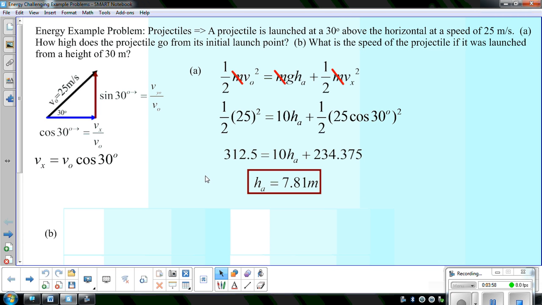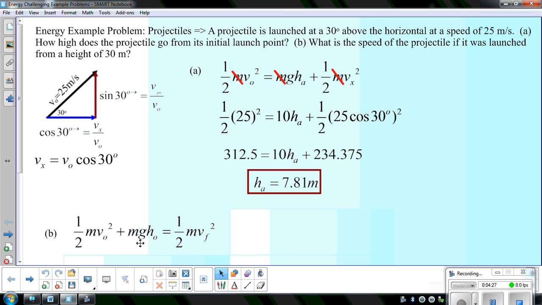To me, that's a lot faster than doing it the other way that we had done it before. I just think energy is a little easier. Let's move on to B. What is the speed of the projectile if it was launched from a height of 30 meters? Well, if it's launched from a height of 30 meters, then we now initially have this kinetic energy and some gravitational energy because it's 30 meters off the ground.